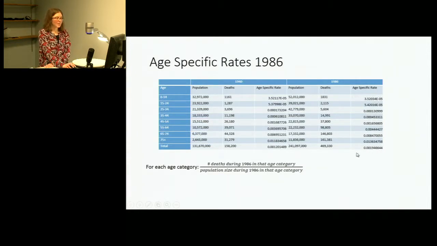Now if we look at them, we can see a couple of things. First of all, they're not terribly different from year to year if we look across the rows. A little bit different, but not too different. But the other thing that we can see is that they change a great deal with age. People who are older have much higher age-specific cancer death rates than people who are younger.